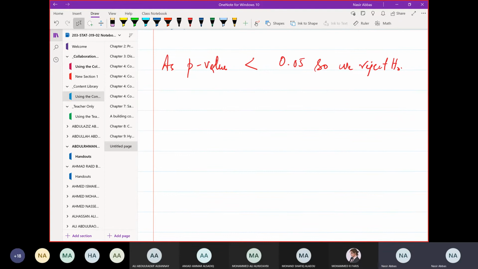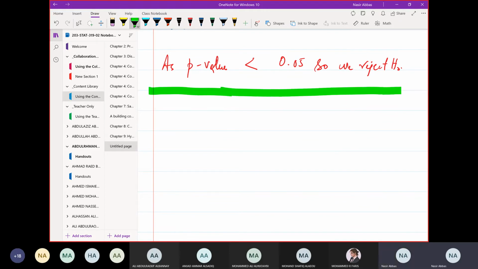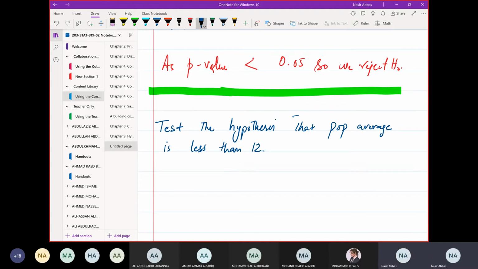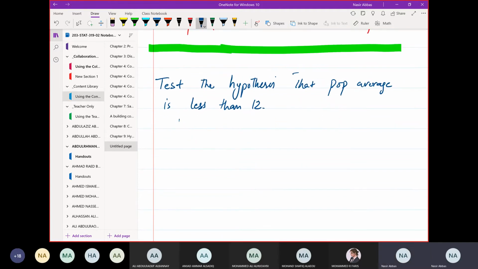Let us try to solve quickly a lower-sided hypothesis question, just for the practice. Test the hypothesis that the population average is less than 12 with the same data. So here your H0, H1, that will be mu less than 12, that's the claim. And mu more than or equal to 12, that's the opposite.